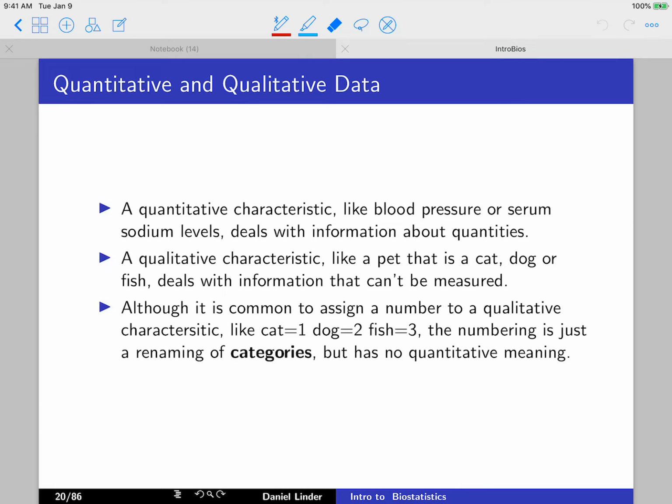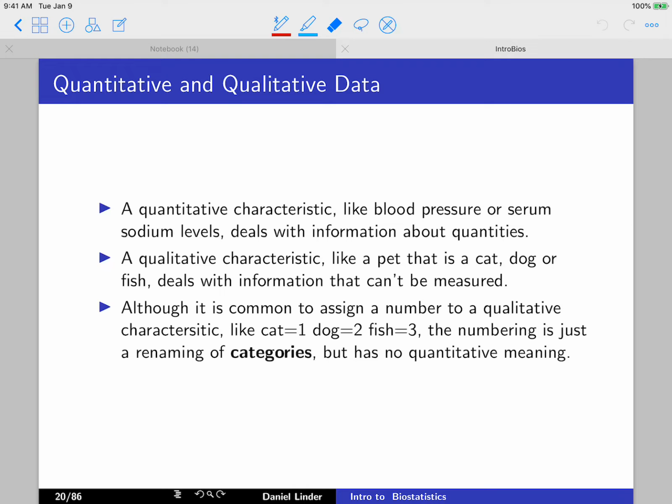So what's a quantitative characteristic? Well, a quantitative characteristic, so as an example, could be a measure like blood pressure or serum sodium levels. So this type of variable contains information about quantities, so actual numerical values that mean something.